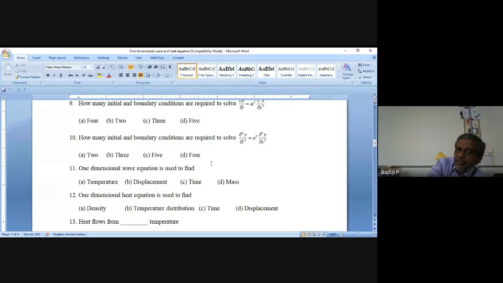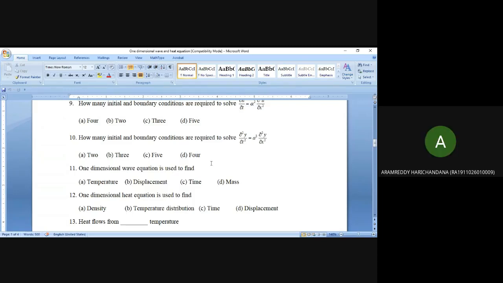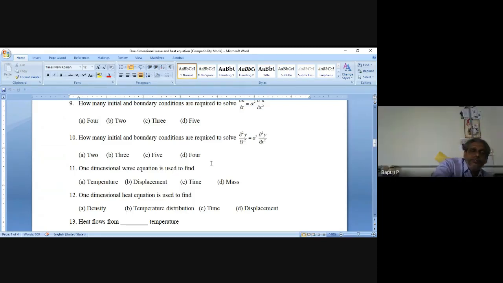The question itself says one dimensional heat, so what does it mean? Temperature, sir. Temperature distribution. Actually, some textbooks normally use theta. In research papers, they use theta only for temperature distribution. It is not a big issue. You can see the equation and attack it. Correct or not? So heat flow means nothing but temperature.